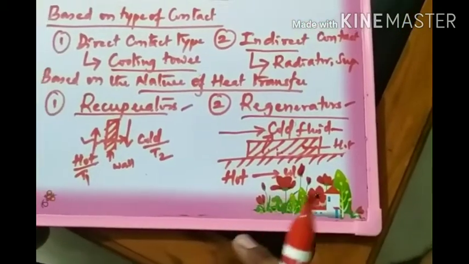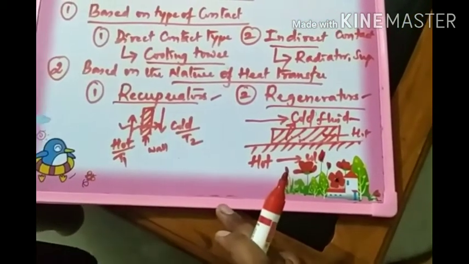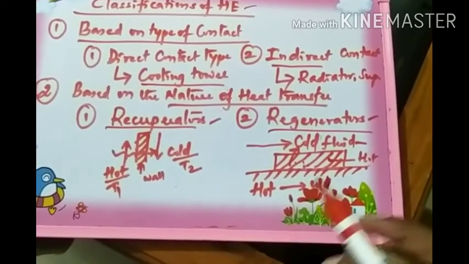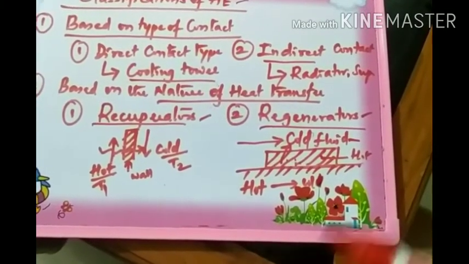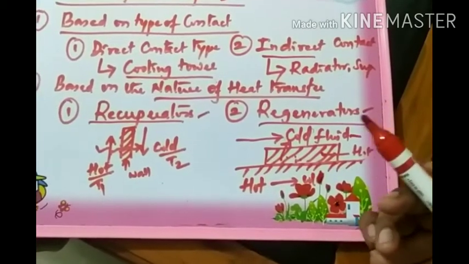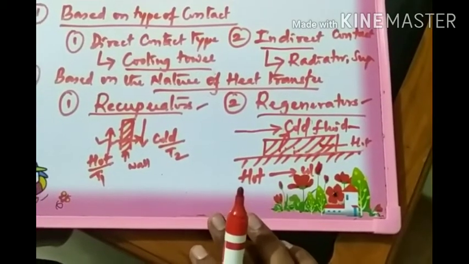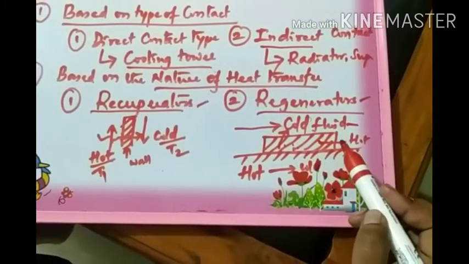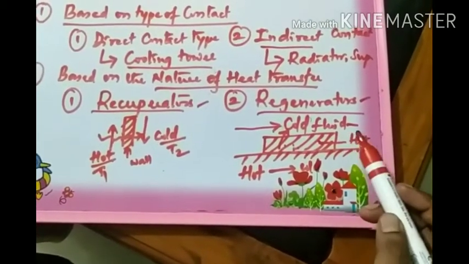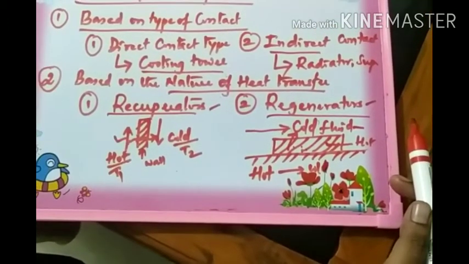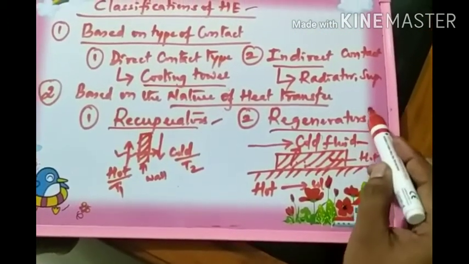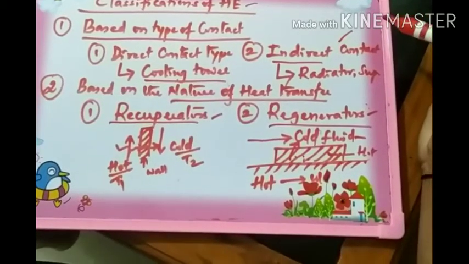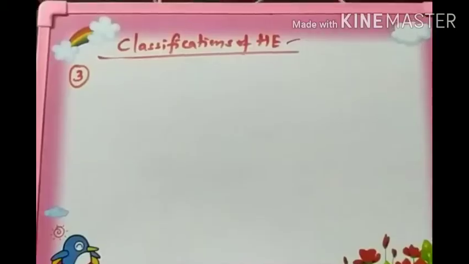So such devices are called regenerators. Heat gets regenerated from the surface to the cold fluid as it flows over the surface. Again, note that the two fluids which exchange the energy in the regenerators never come in direct contact. Hence, regenerators are also indirect contact type heat exchangers.